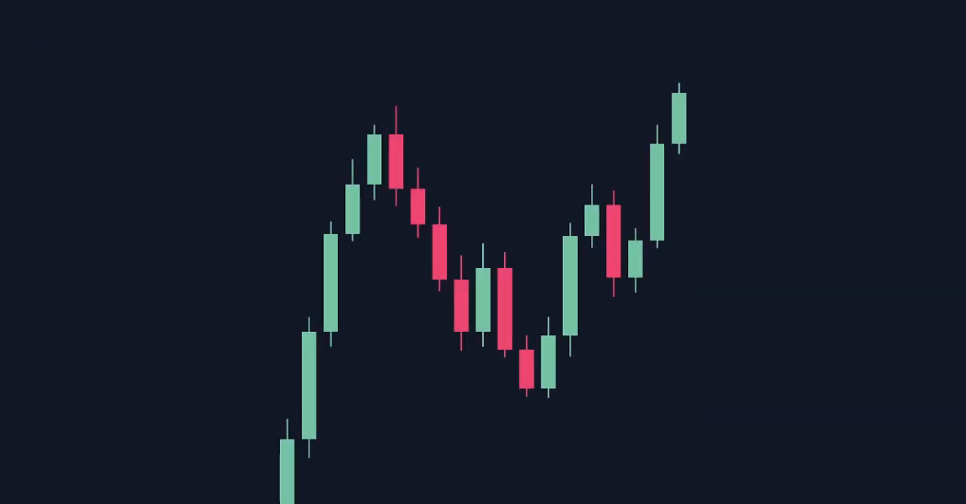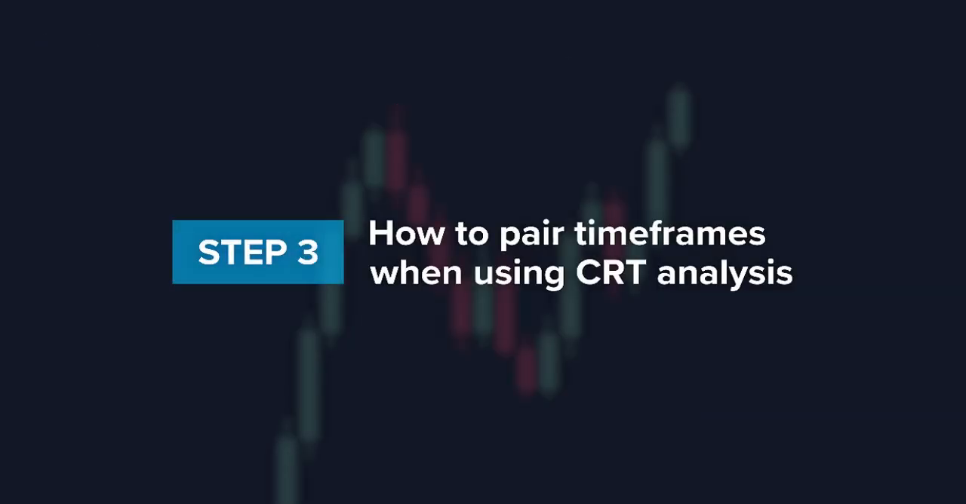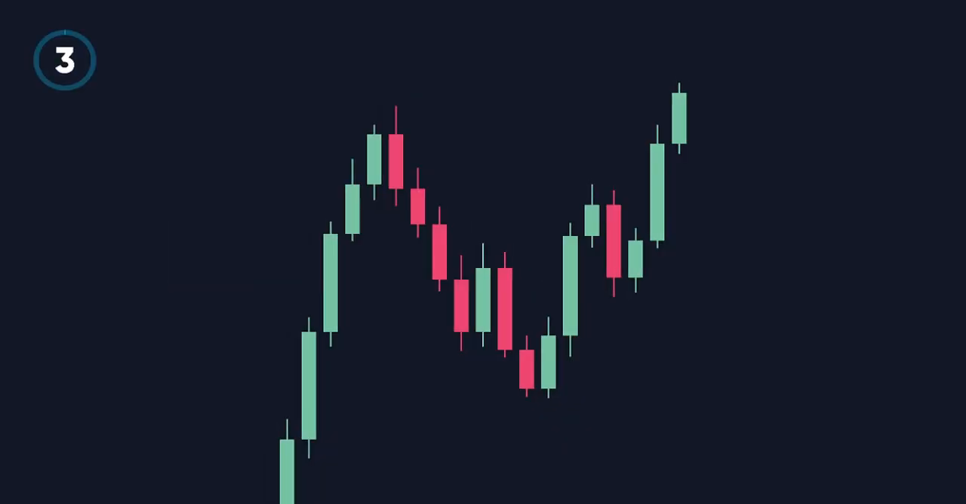So let's now move on to step number 3, which is how you should pair time frames to find entries with CRT. So now that we understand the concepts behind candle range theory, it's important to emphasize how we should actually plan our setups using this strategy. For example, here we have a chart on the daily time frame, and as we can see, the price has attacked this buy-side liquidity level.